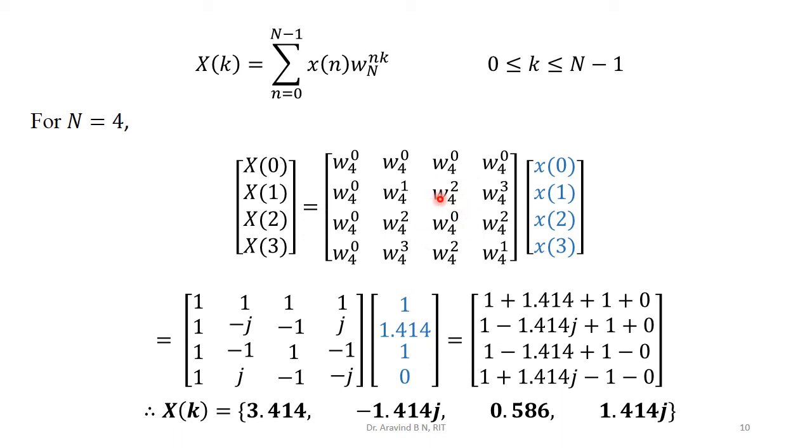The twiddle factor values as well as the x of n values are substituted over here. Perform the matrix multiplication. So this is what we are going to get. Simplify this, and we get the final answer: X of k is equal to 3.414 minus 1.414j, 0.586, 1.414j.